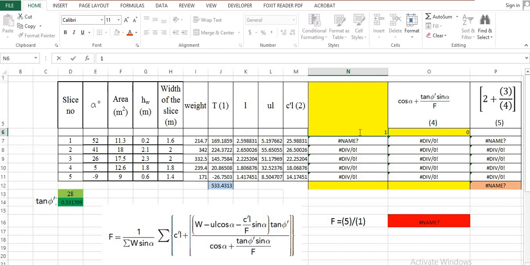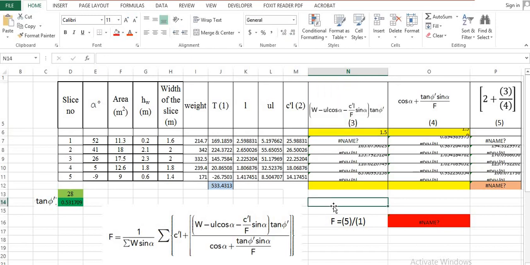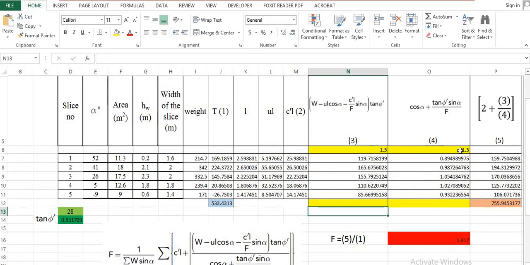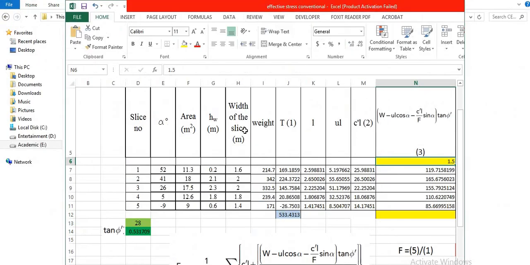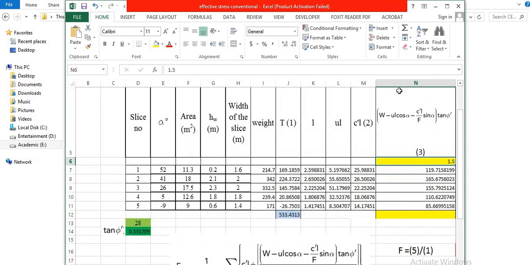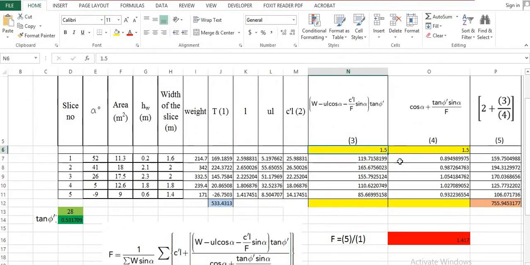So I can put any value here, right? Any factor of safety value. This factor of safety 1.5 is the assumed value. So we have the output value here, right? So this is the output value. I'm going to start with the value that we obtained in the conventional method. In sheet 1, the conventional method, we obtained 1.14. So I'm going to take that value and put it as our input value or assumed factor of safety, 1.14.